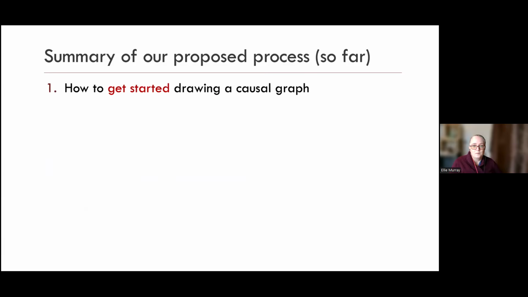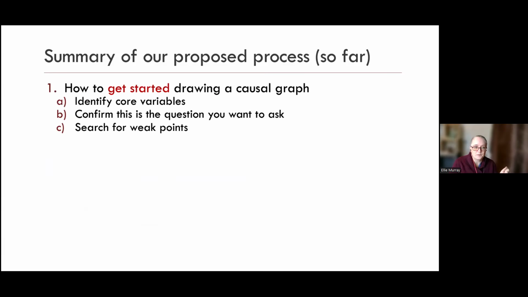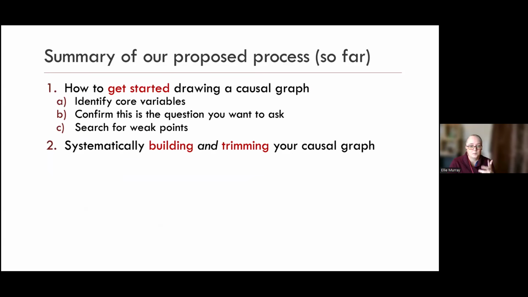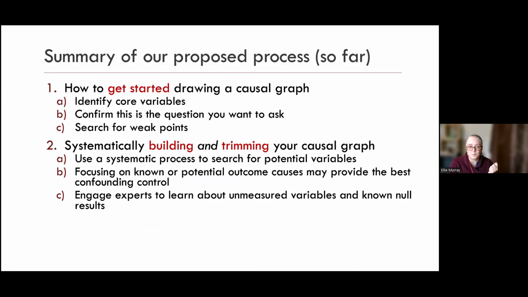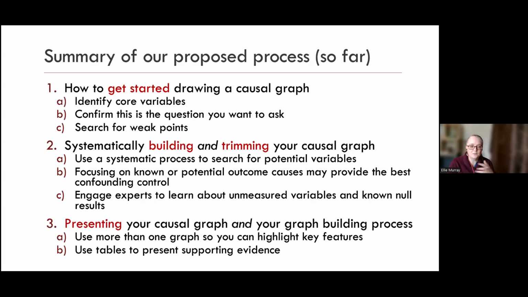All right, so just to summarize, in terms of getting started, identify your core variables, confirm the question, and search for weak points. Then build and trim your graph by using a systematic search process. Focusing on known and potential outcome causes is potentially a useful way, but with the caveat that if you think you have an actual effect, you need to think about which of those might be mediators, and then make sure to involve experts. And then finish up by presenting, ideally, more than one graph so that you can highlight the key features and provide supporting evidence.